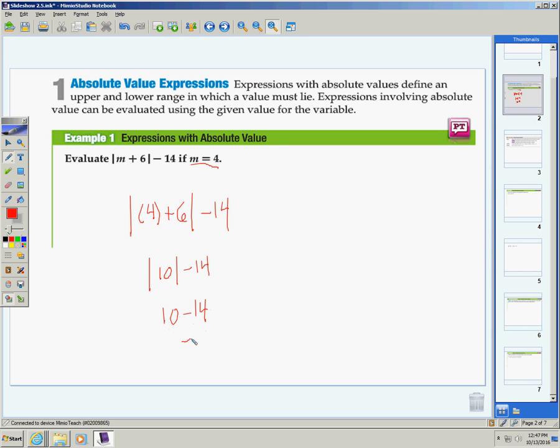negative 4. All I did was plug in a number in here, evaluate this expression, and get an answer. And remember, we just treat absolute value bars as if they are parentheses. We do everything inside of them, and then we take the absolute value. You can't take the absolute value until you've done everything inside the absolute value bars.